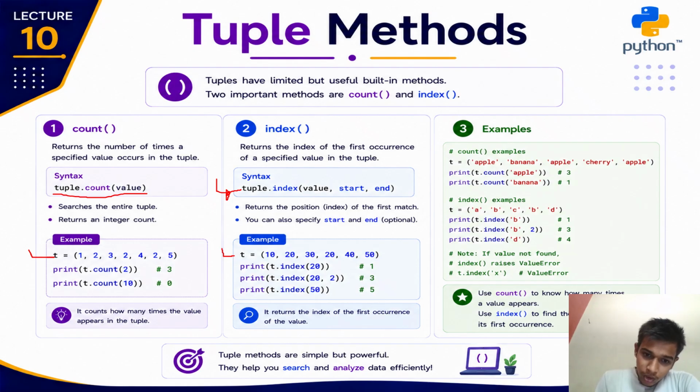Here Python starts with index 2. So these two are skipped and then Python searches for 20, and 20 will appear here. So 0, 1, 2, 3. Then Python will give output 3. And in the last, Python is checking where 50 is. So 50 is at index 5, so Python will return 5.